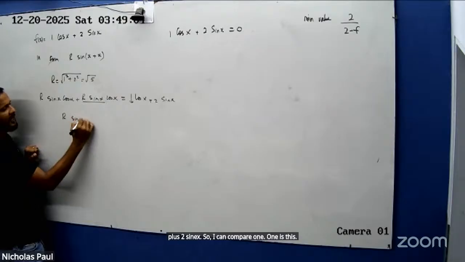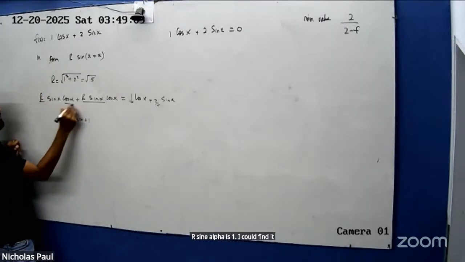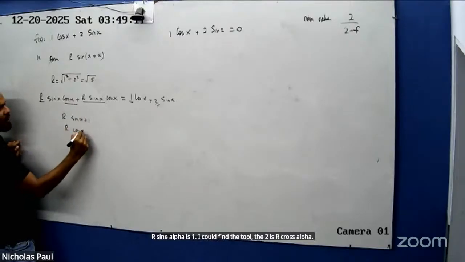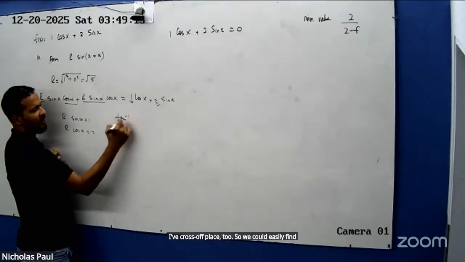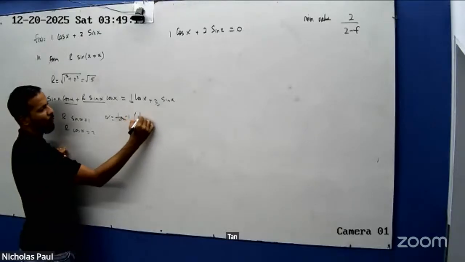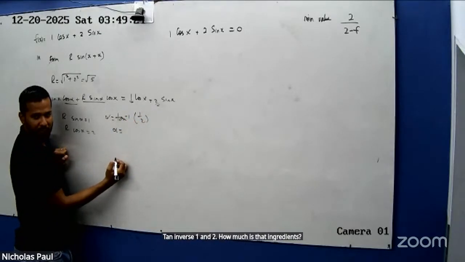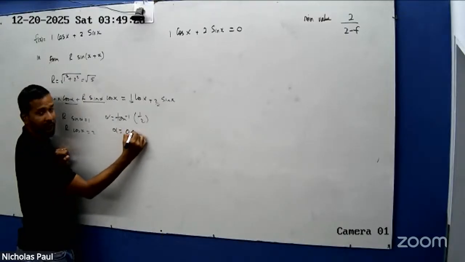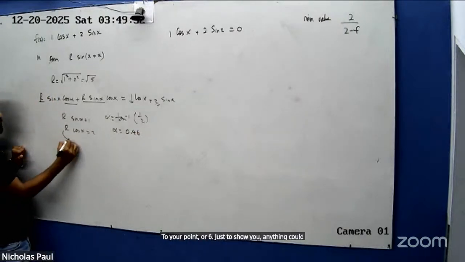R sine alpha is 1. R cos alpha is 2. So we could easily find alpha, tan inverse 1 on 2. How much is that in radians? 0.46.